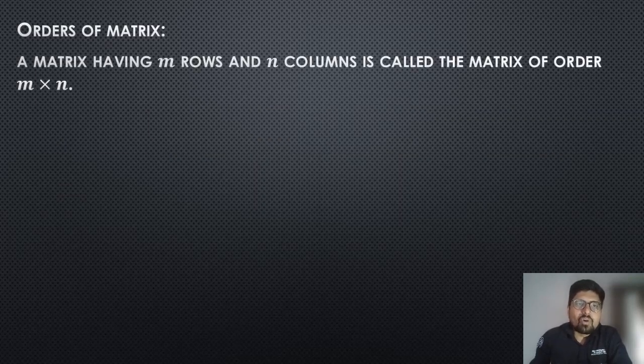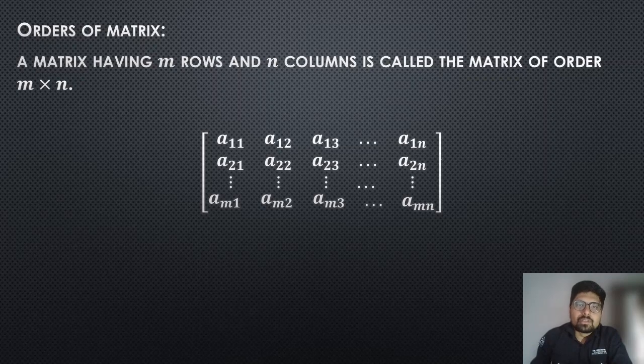Next definition is order of matrix. A matrix having m rows and n columns is called the matrix of order m cross n. It looks like this way. Okay, so this is the first row, row 1. This is second row, and onwards. This is mth row, so Rm.